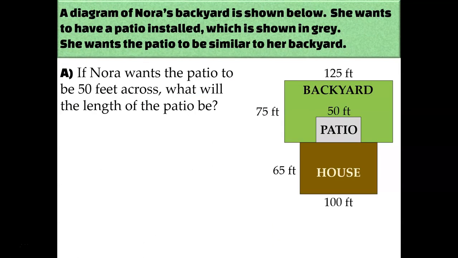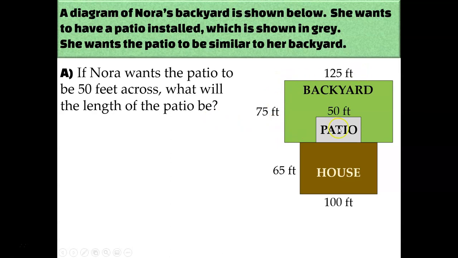Let's try another one. A diagram of Nora's backyard is shown below. She wants to have a patio installed, which is shown in gray. She wants the patio to be similar, geometrically similar, to her backyard. So not just any rectangular patio, she wants the rectangle of the patio to be the same type of rectangle, similar geometrically, to the size of her backyard.